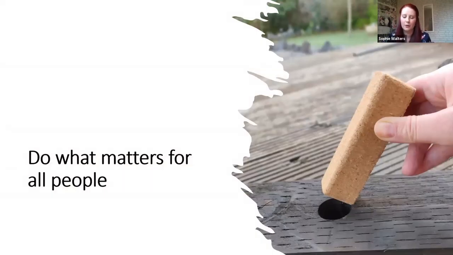Do what matters for all people. It is not about fitting people to processes, but about fitting the processes to people. Always remember that people are not there to conform or fit to your processes. I think this is demonstrated quite nicely by the illustration on the slide, which, for anyone who is unsure, is a square peg being forced into a round hole.